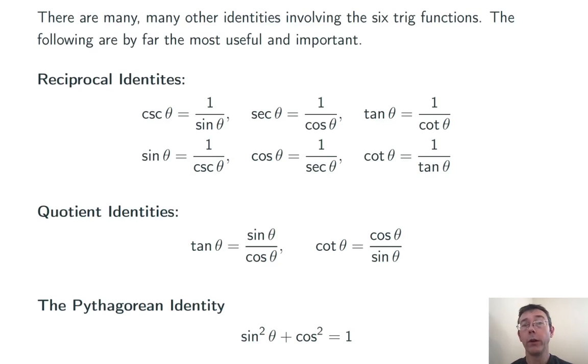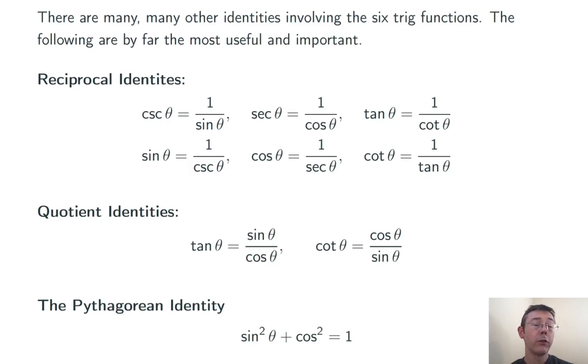Finally, let's mention one other very, very important one, the Pythagorean identity. Now, I mentioned the Pythagorean theorem earlier, a squared plus b squared equals c squared. This one is directly derived from that. Sine squared theta plus cosine squared theta equals 1. This would be opposite over hypotenuse squared plus adjacent over hypotenuse squared equals 1. All of that simplifies to opposite squared plus adjacent squared equals hypotenuse squared.